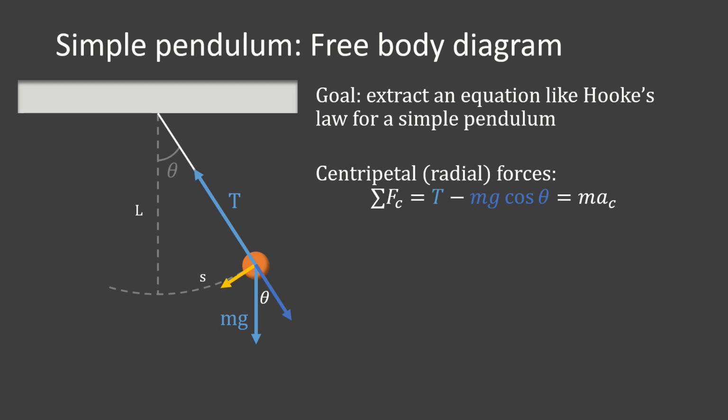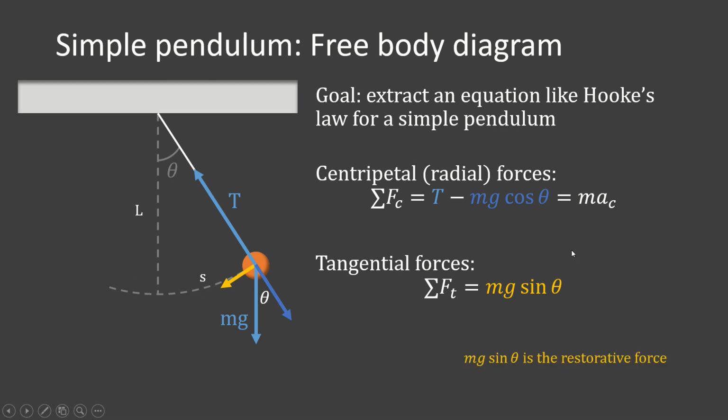Our focus is the restorative force. And the restorative force is given by the sine component of the gravitational force. That's the force in yellow. And if you notice, it will point towards equilibrium. If it's on the other end, if you reflect the image, that arrow will still point toward the middle. So a crucial point here is that mg sine theta is your restorative force.